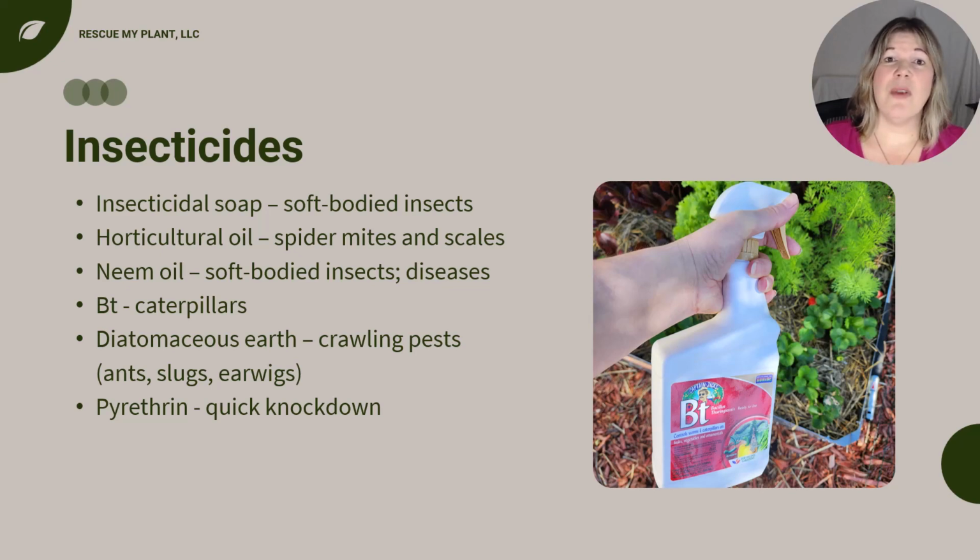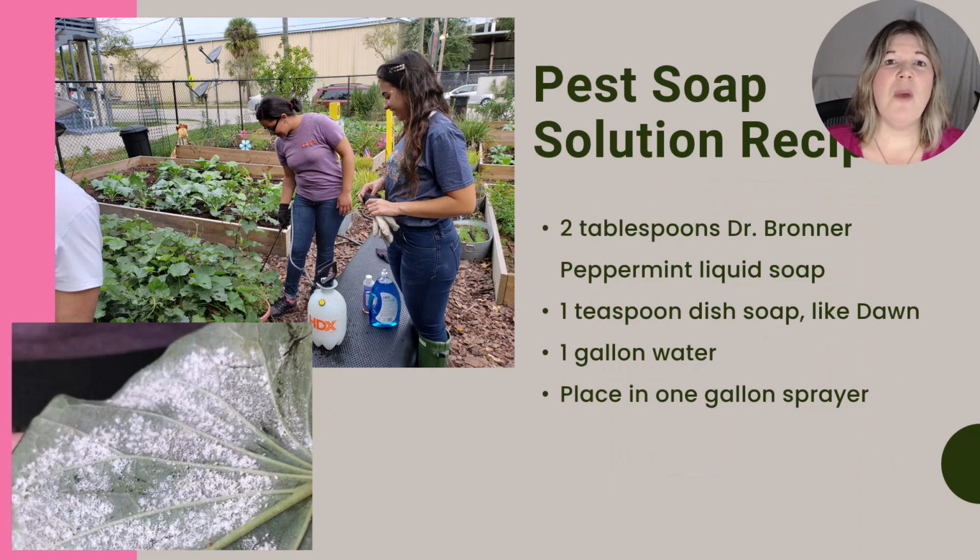There is a list of organic pesticides in the reference guide. Some of you may want to try making some DIY pesticide recipes. This is a recipe that I got when I was working with a community garden. You mix 2 tablespoons of Dr. Bronner peppermint liquid soap and add a teaspoon of dish soap like Dawn to 1 gallon of water and place it in a 1-gallon sprayer.